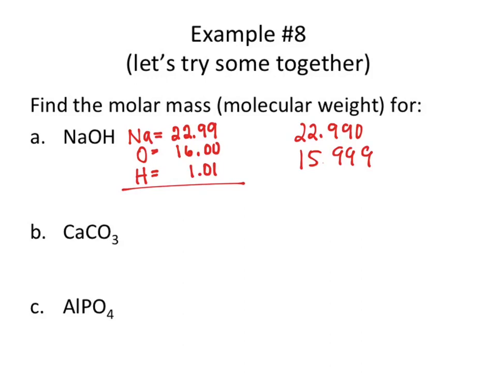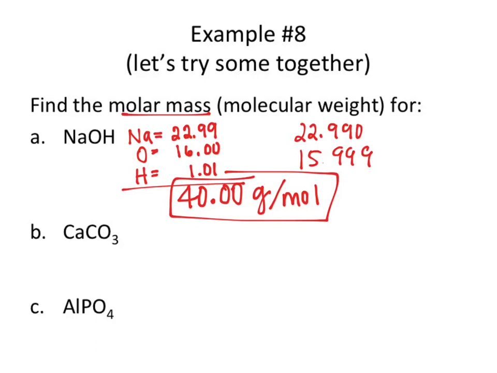All right, so now we add those together. 22.99 plus 16 plus 1.01, and we get 40.00. And our units are what? Grams per mole, because this is molar mass. If you just put grams on the quiz or test, you're not getting your full credit. So you have to put grams over mole. All right, so go work the next one.